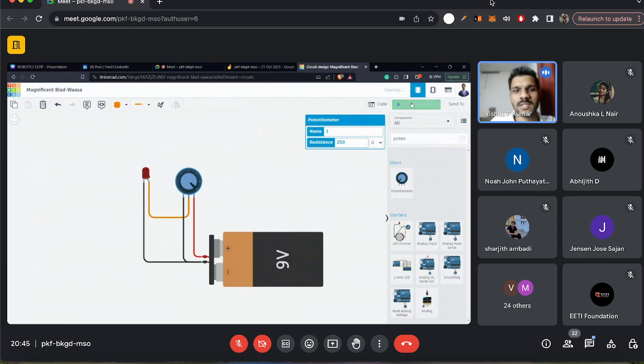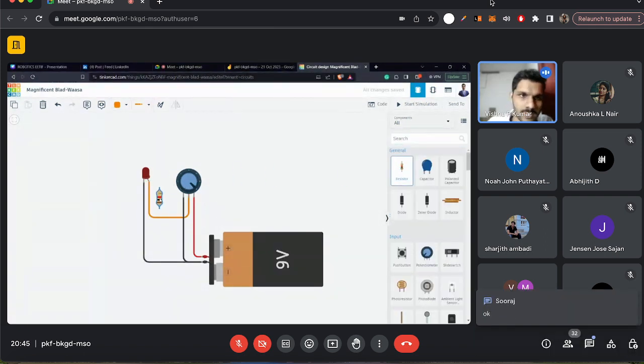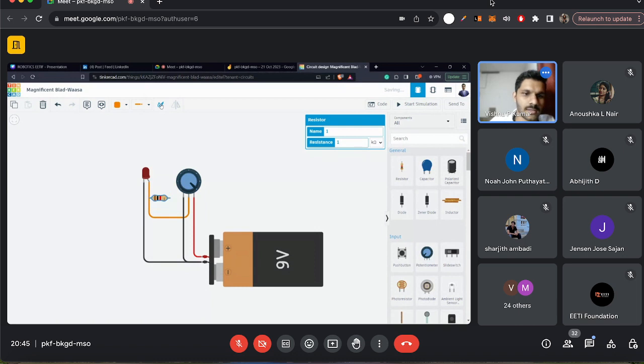So I'm just stopping the simulation. It will be better to use a resistor on this wire. Okay, so I'm just deleting this wire. So maybe I'll add a new resistor. Okay, resistor added. Okay, so you can click on the resistor and click on the rotate button. So the resistor is rotated. I'm just connecting this to the resistor.